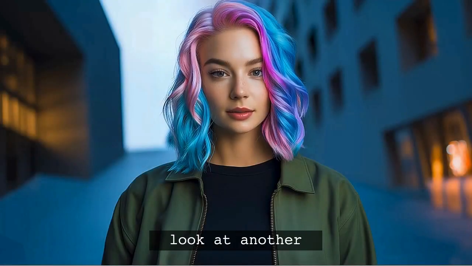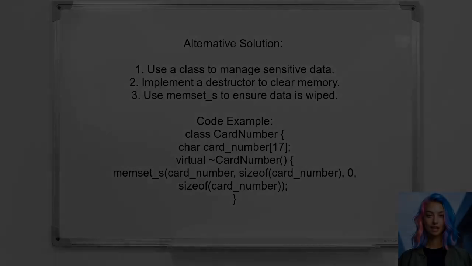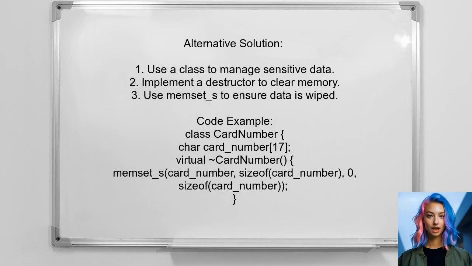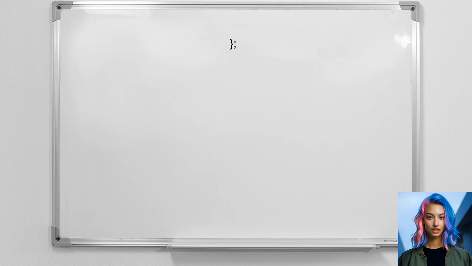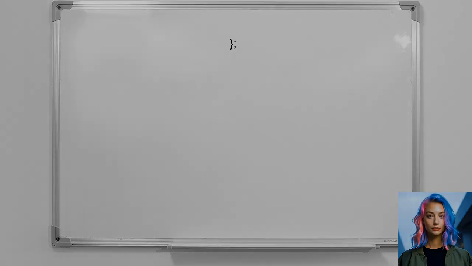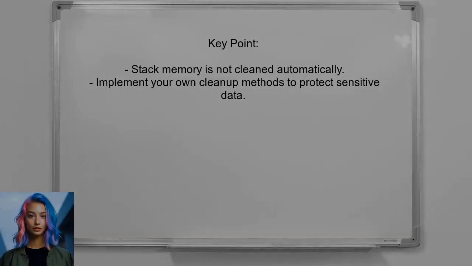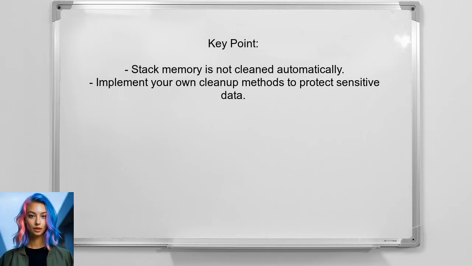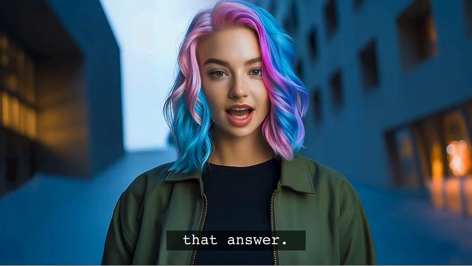Let's take a look at another one. This user suggests a different approach to cleaning up sensitive data from memory. They demonstrate how to use a class to manage the card number securely. When the class is destroyed, it uses a special function to clear the memory, ensuring that sensitive information is not left behind. The user emphasizes that the stack memory will not be cleaned automatically, so it's crucial to implement your own cleanup methods to protect sensitive information. That wraps up that answer. Let's move on to another one.